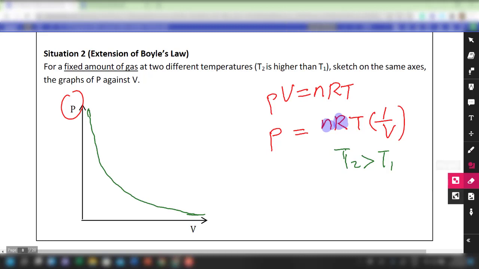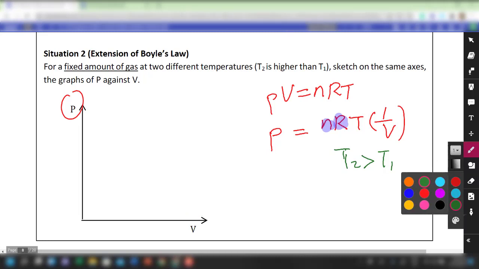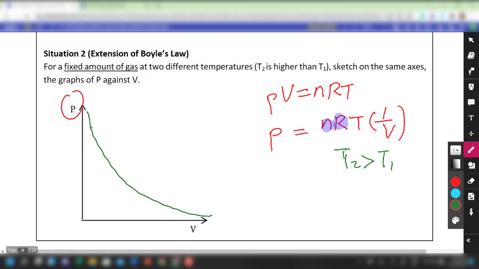Maybe if I sketch it in a nicer way, the shape will be something like this, just curve all the way down. This is not so nice, so let me sketch it in a nicer way. You shouldn't have the tail at the end, so you just have to be a bit careful when you sketch on paper. Now let's try to see a difference.